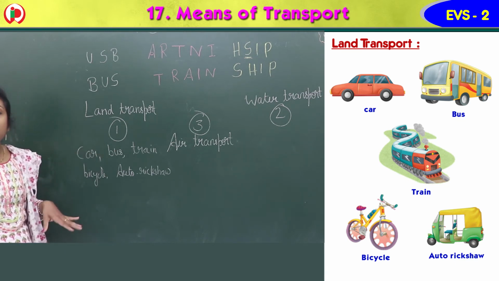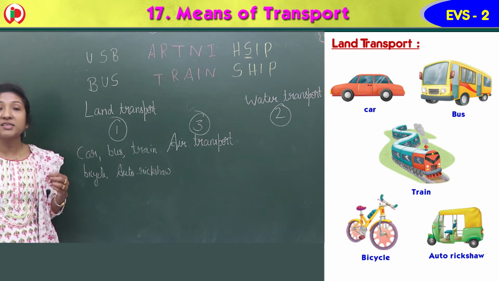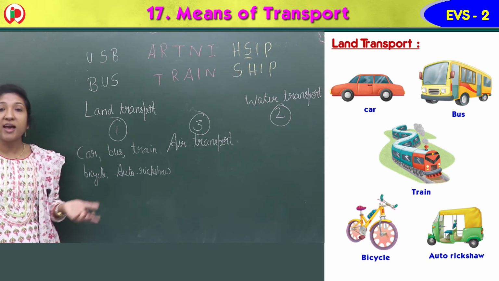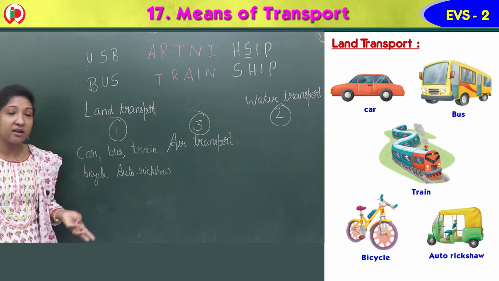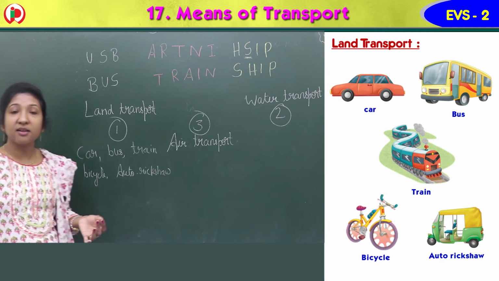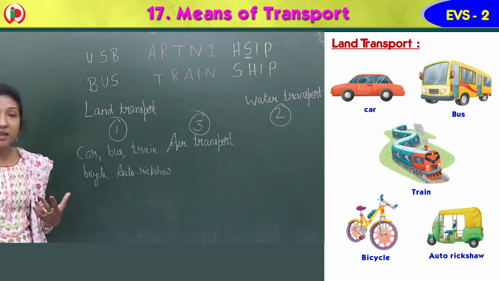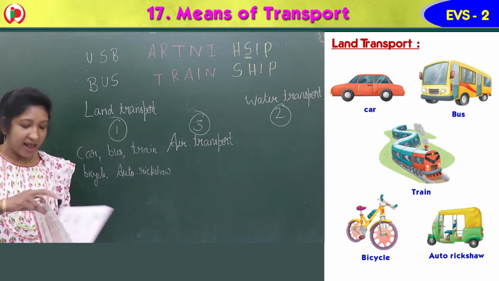So which are the examples, children? For land transport, the transport that moves on road or the vehicles that move on land. Which are they? Yes, car, bus, train, cycle, auto rickshaw. They are the vehicles that move on land, we say.